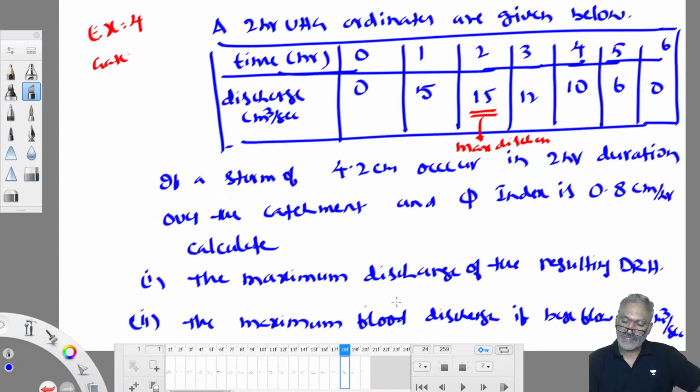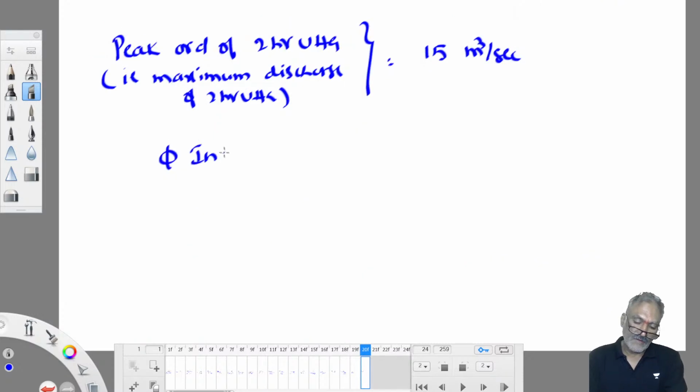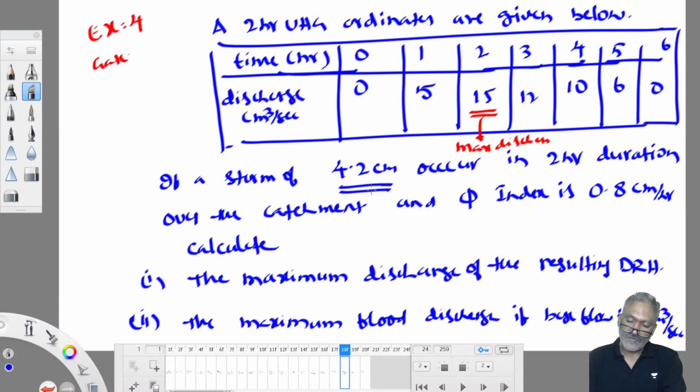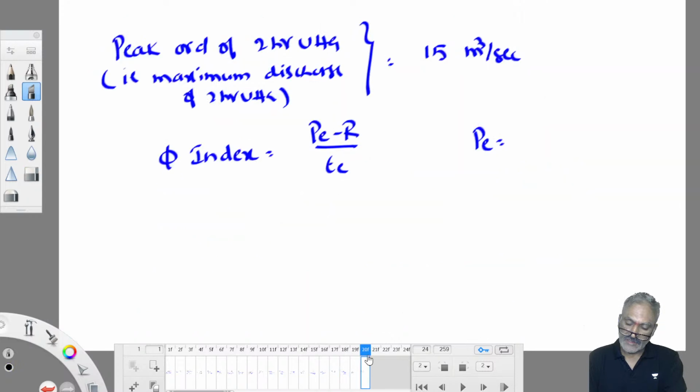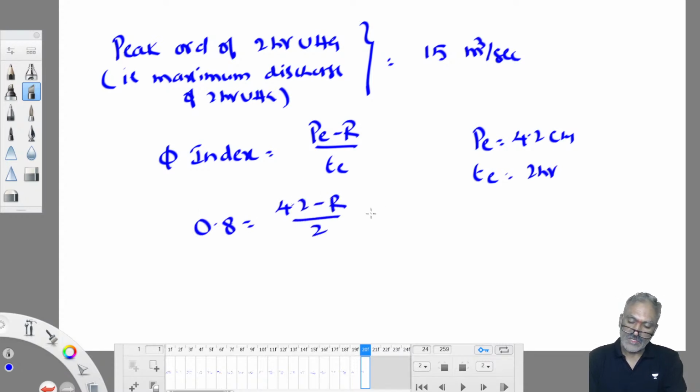What is first question? Maximum discharge of direct runoff hydrograph. For that, what is given? Phi index also given to you. So phi index is given to find out runoff. So phi index is equal to (PE minus R) by TE. So here PE, a storm of 4.2 centimeter. So this is 4.2 centimeter. Duration of storm is 2 hours. Therefore, phi index is given as 0.8. So 0.8 equals (4.2 minus R) by 2. From this you can find out R value. So R is equal to 2.6 centimeter.